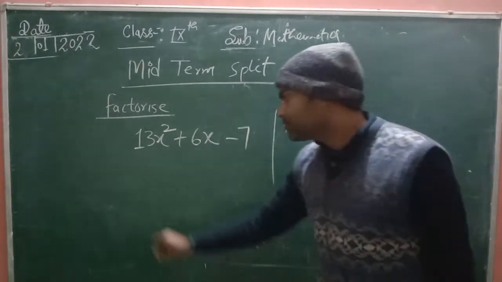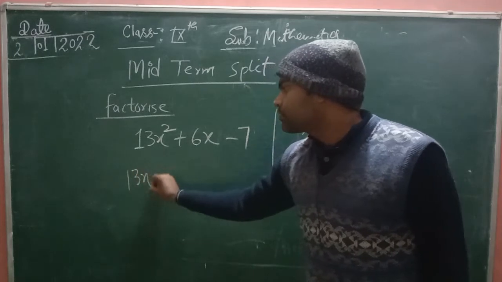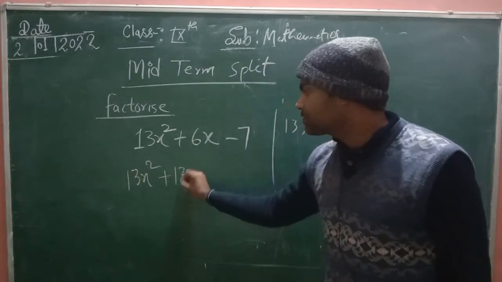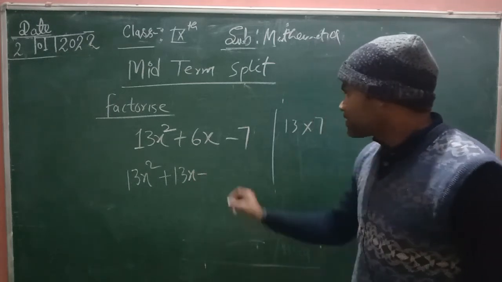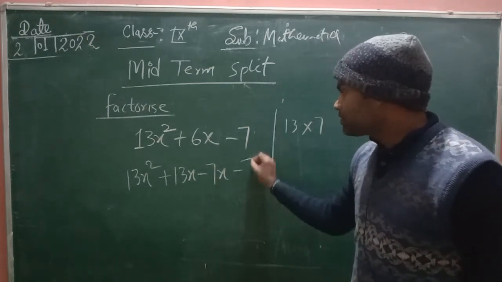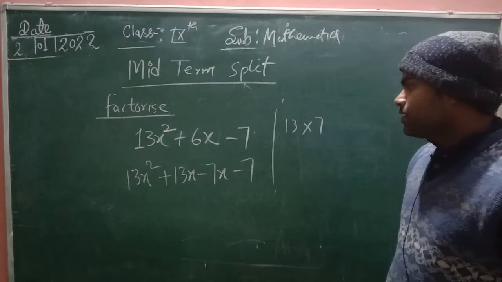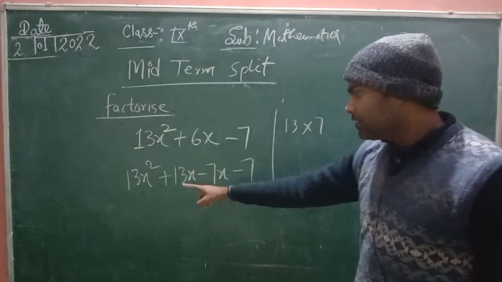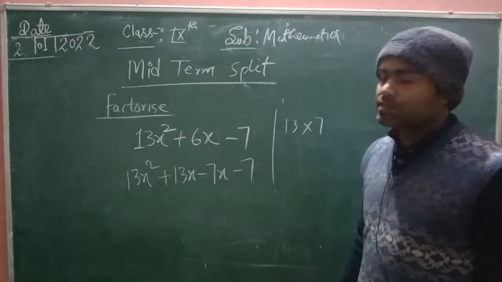Now write down 13x square plus 13x minus 7x minus 7. 13 and 7 difference is 6.